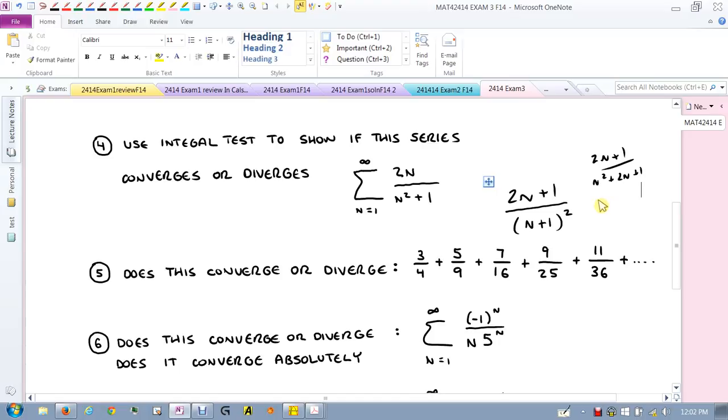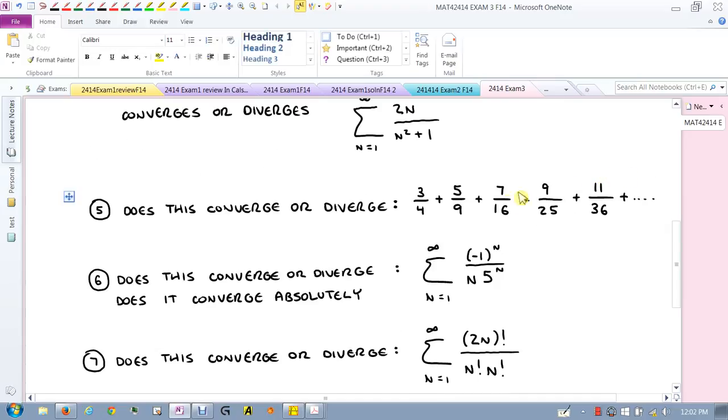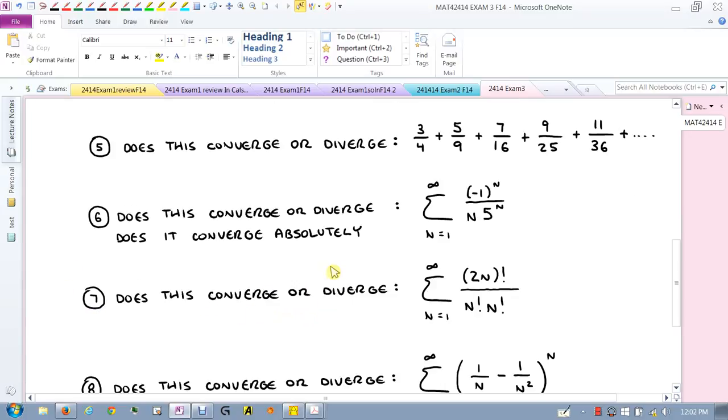Comparison, right? When n is big, this acts like what? 2n over n squared, which is harmonic. So this behaves harmonic. I would do a limit comparison with a harmonic series on this one. Just giving you a feel for the test that I've given in the past. All right, does this converge or diverge? Does it converge? Absolutely. We need to talk about that next.